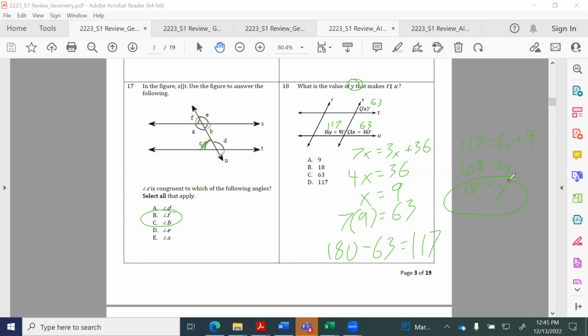Questions on either of those before we move on to the next part? 18. So again, first we set these two equal, we solved for x. We plugged it back in and got that these angles were 63. Once we knew one of those angles, these two had to be supplementary because they're a linear pair. So subtract from 180, and we got 117. And then we set that value equal to 117 and solved for y, which gave us the 18.